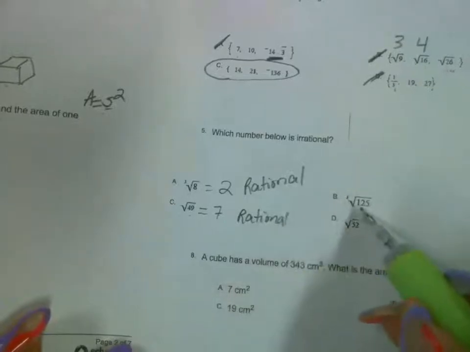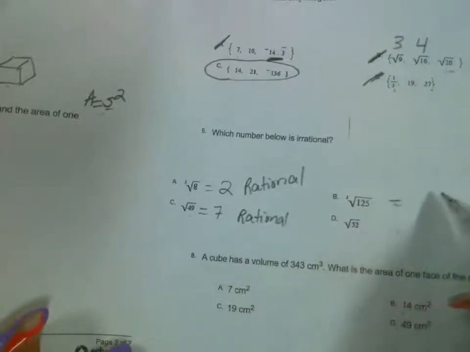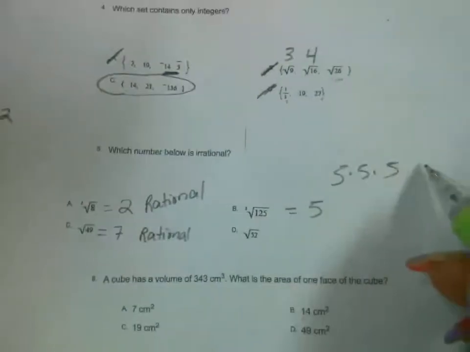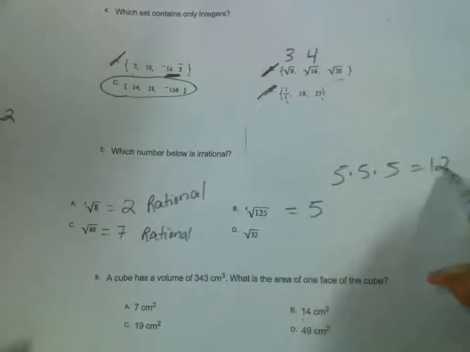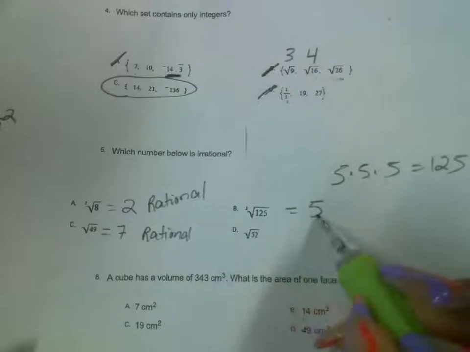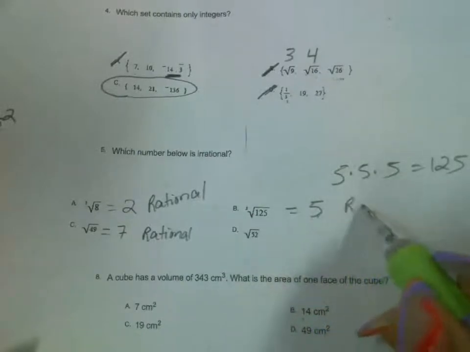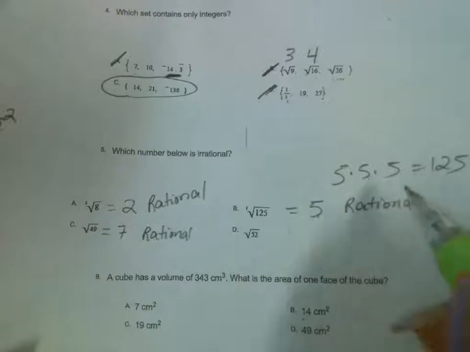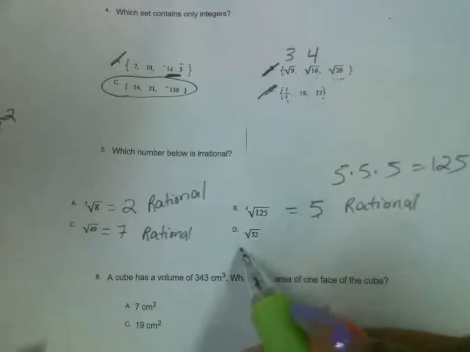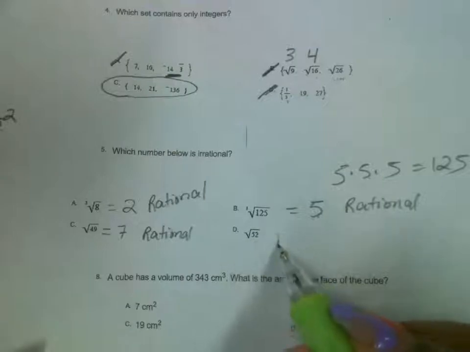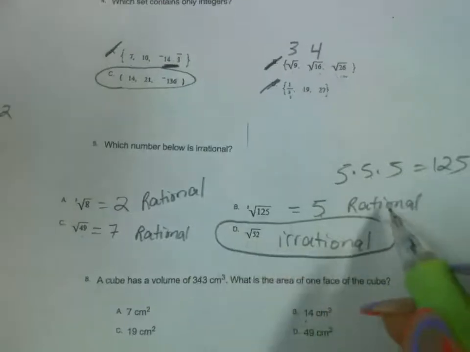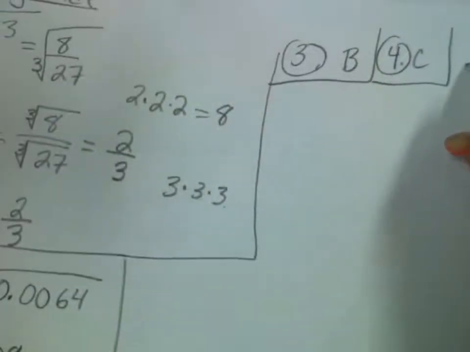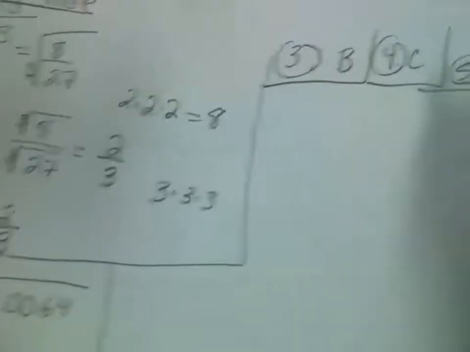Okay? The cube root of 125 is going to be 5. Remember, 5 times 5 times 5. 5 times 5 is 25. 25 times 5 is 125. So this works out to be perfect. This cube root is perfect, so it is rational. Okay? The square root of 52, this is a non-perfect root, so this is the one that's going to be irrational. Okay? So D is our answer. Number 5 is D.